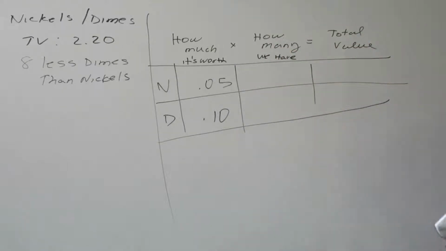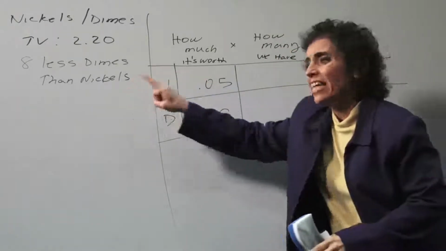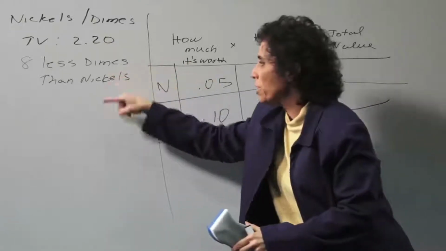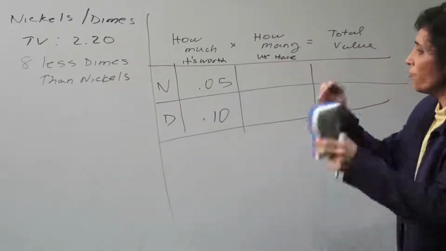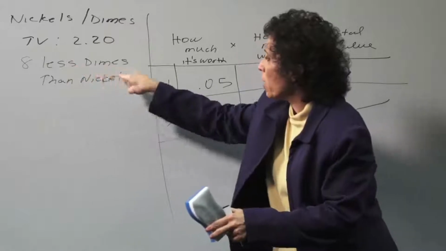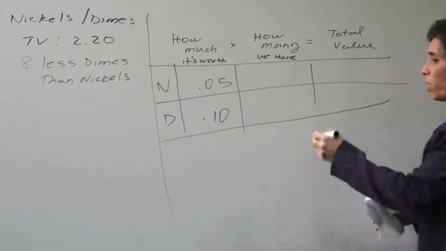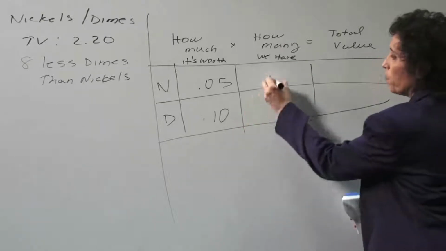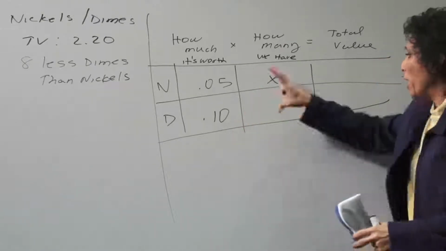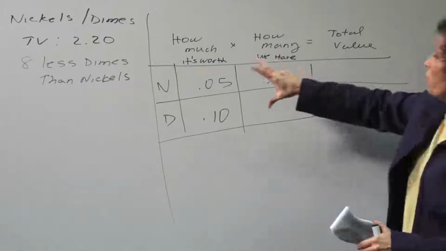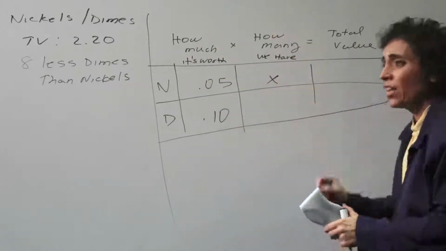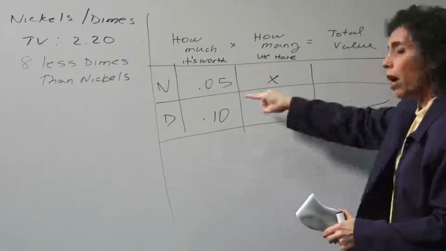Okay, so here we go. It says there are 8 less dimes than nickels. So they're giving us information about the dimes, but they're giving us no information about the nickels, so we're going to let the nickels be X. Whenever you have a chart, the information is going to fill out 2 columns, and the last column is going to be filled out by the formula.